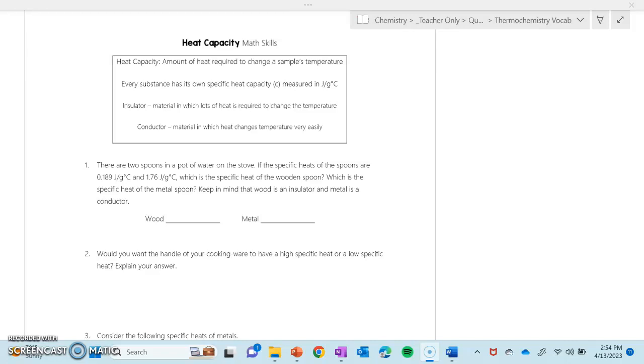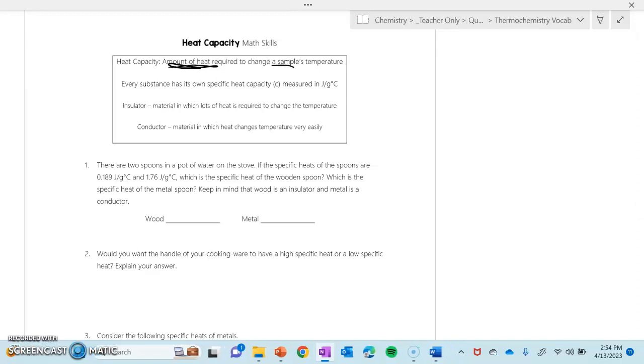The heat capacity for any material is referred to as the amount of heat required to change a sample's temperature. And so right here we can see a few different variables that are going to be at play here. So we have the amount of heat, so that's going to be our energy amount. Then we have a sample, and any sample has mass, it has volume. We're specifically going to focus on its mass, and it will have temperature.